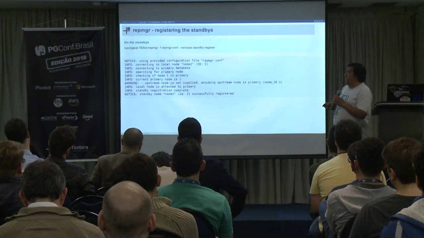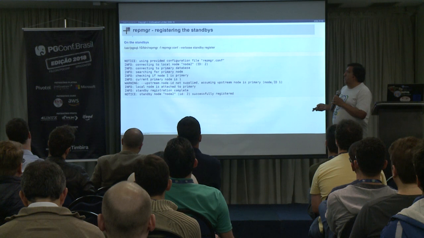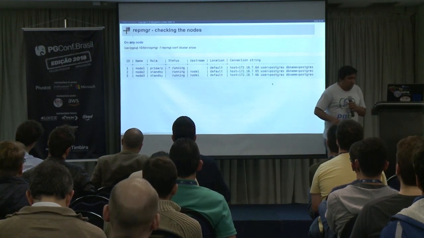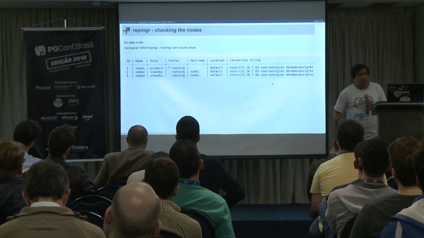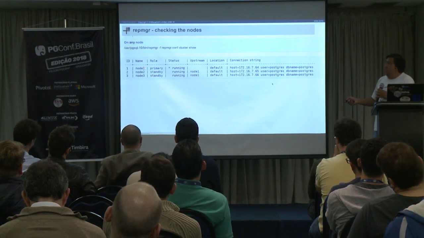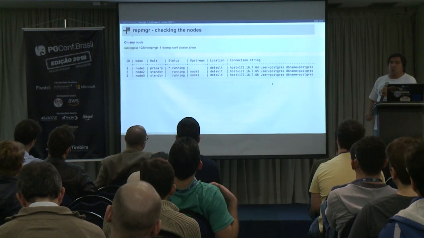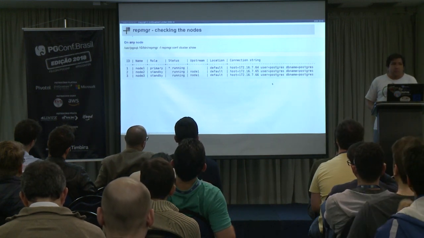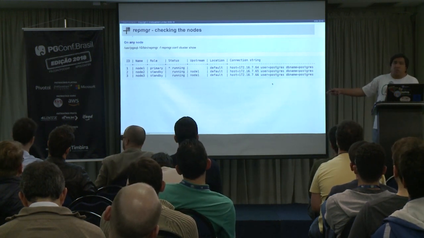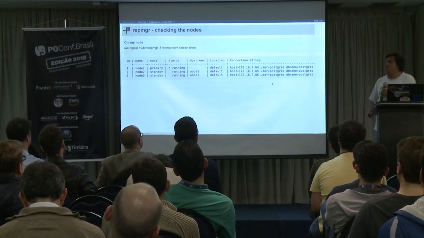Okay, registering standbys, successfully registered. So repmgr cluster show tells us this. It says, okay, you have a primary that is running and two standbys that are running. Both look at node one as their primary. Upstream, yeah, this is because we can have standbys in cascade, right?